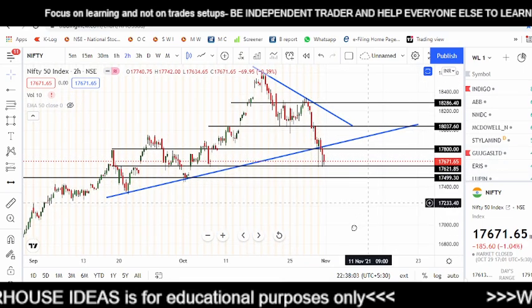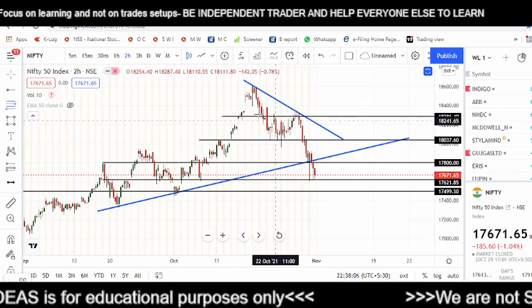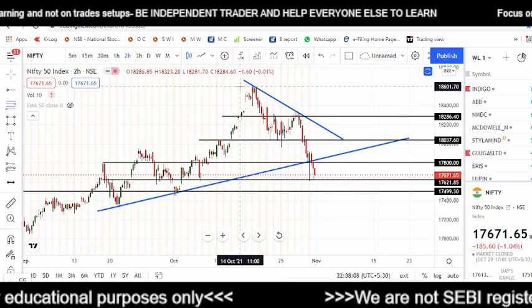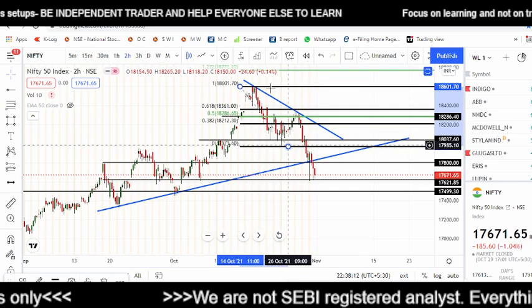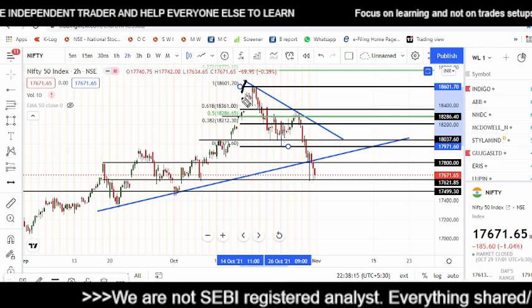Let us place the Fibonacci extension on the previous swing. Let us connect the top and the bottom of the swing. This was the previous down move which we saw over here.